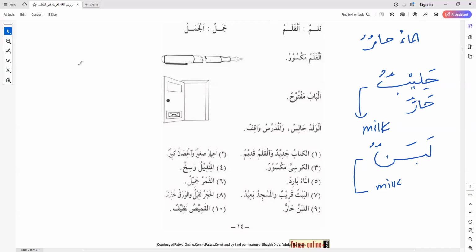And then we can have number 10, al-qamisu. Remember, qamis is a shirt. Now, a shirt is what? Nazifun. A shirt is nazifun. Nazifun is clean, spotless, right? It's not dirty. That's the opposite of wasikh.